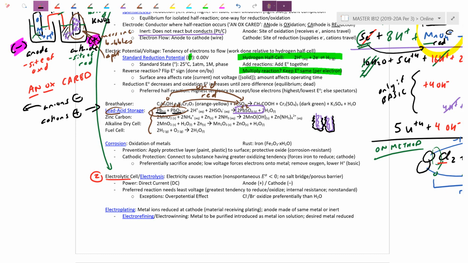So some of these cells, the majority of them, are one direction, so they're called primary cells. They can't be recharged. Nowadays, we want to be more environmentally conscious, so we want to do renewable energies, rechargeable batteries if we can.